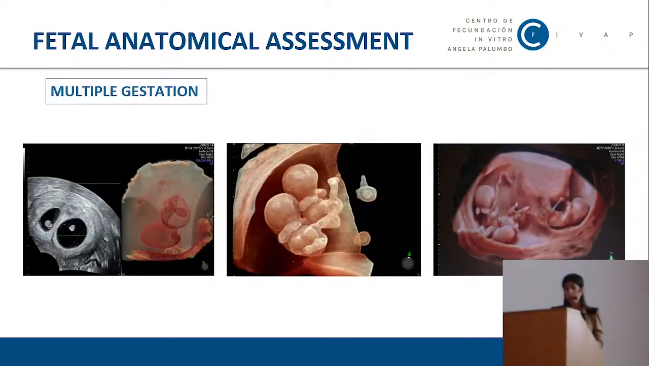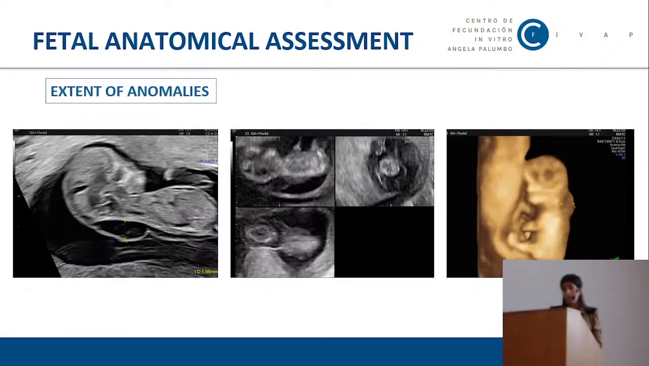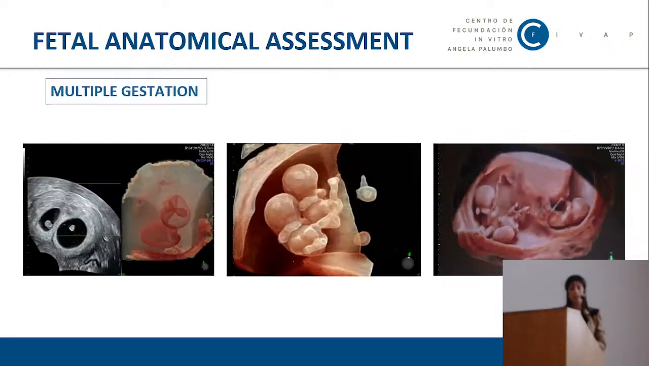It's also useful in multiple gestation, twins, triplets. This is easier to get in early stages and first trimester, because later on one twin will probably cover the other twin, and it's more difficult to get nice 3D and 4D pictures.